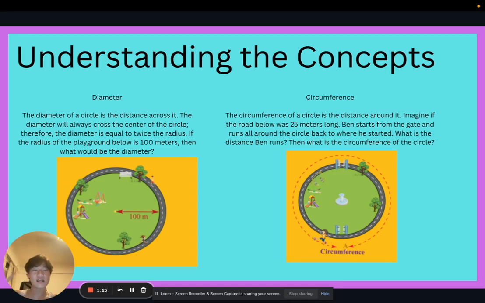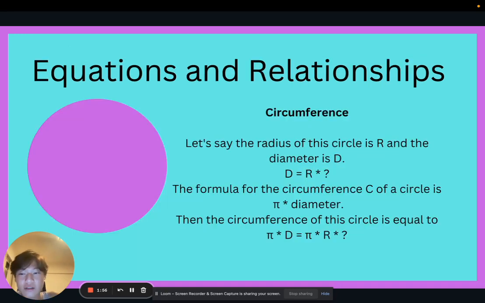Moving on, the second concept you have to know is the circumference. So the circumference of the circle is the distance around the circle, as you can see in the diagram to the right. So imagine if the row below was 25 meters long. Ben starts from the gate and runs all the way along the circle back to where he started. How far did he run, right? However far he ran, that is the circumference of the circle. So how do we find that?